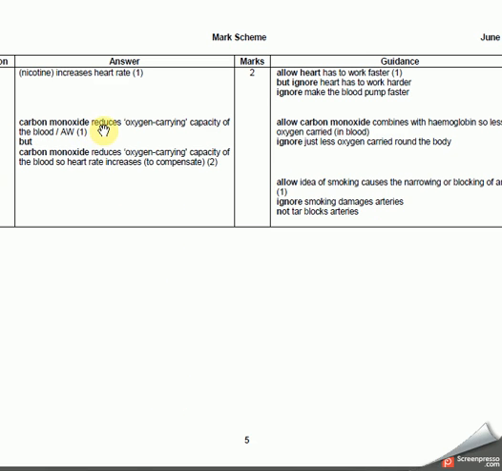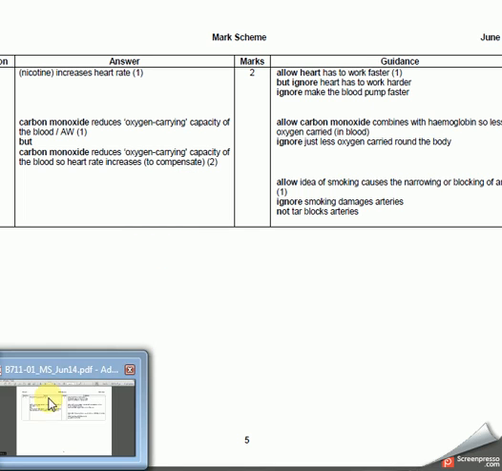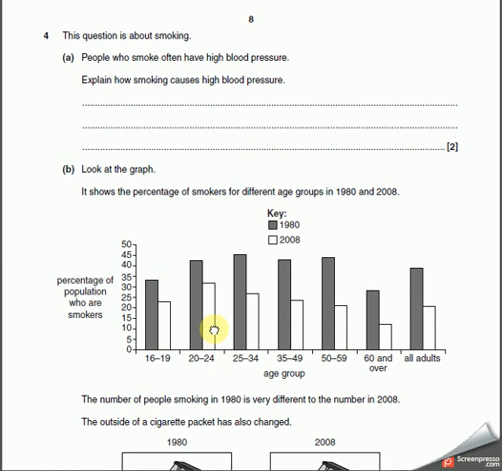Okay, so idea, carbon monoxide reduces oxygen carrying capacity of the blood. So carbon monoxide stops the red blood cells from carrying oxygen. Carbon monoxide reduces carrying capacity of the blood, so heart rate increases to compensate. Yeah, so the idea of smoking, when you smoke, your blood pressure goes up because your heart has to beat quicker because it can't carry as much oxygen.